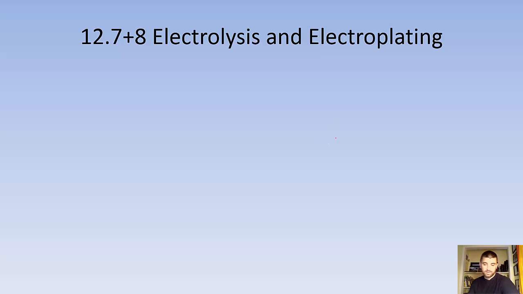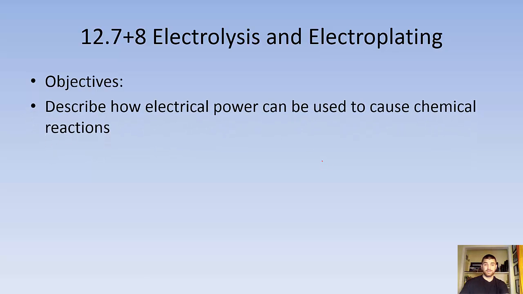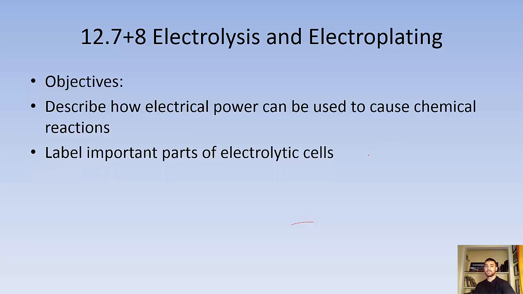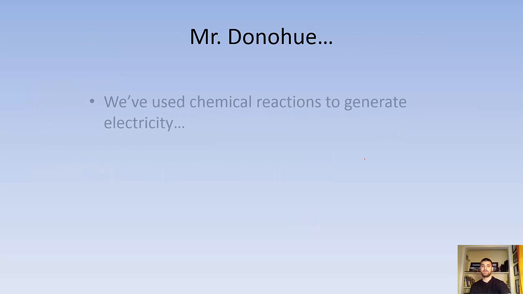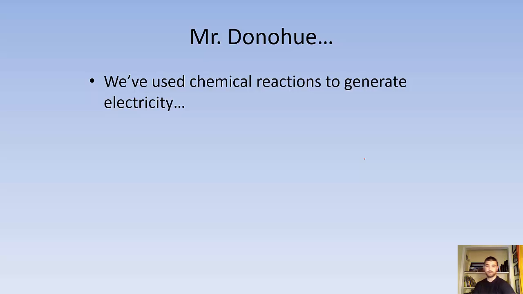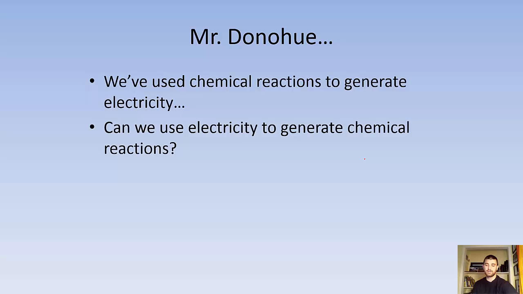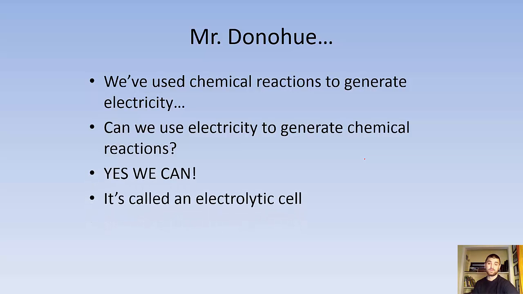It's Johnny here, looking at 12.7 and 8, electrolysis and electroplating. So objectives for this unit would be: describe how electrical power can be used to cause chemical reactions, as well as label important parts of an electrolytic cell. All right, so you may be wondering at this point, we've used chemical reactions to generate electricity, but can we do the opposite? Can we use electricity to generate chemical reactions? And we can. It's called an electrolytic cell.